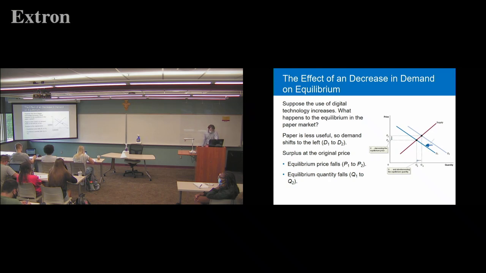Other examples of this, there's like DVDs and Blu-rays. Demand for those are falling as more people stream movies. So we'll see the price fall for Blu-rays, trying to get people to buy it, but we'll also see the quantity demanded decreasing.